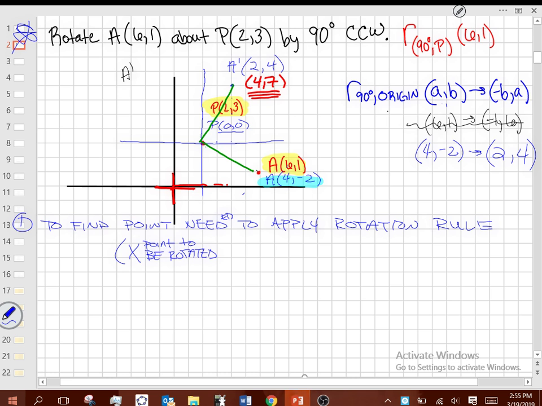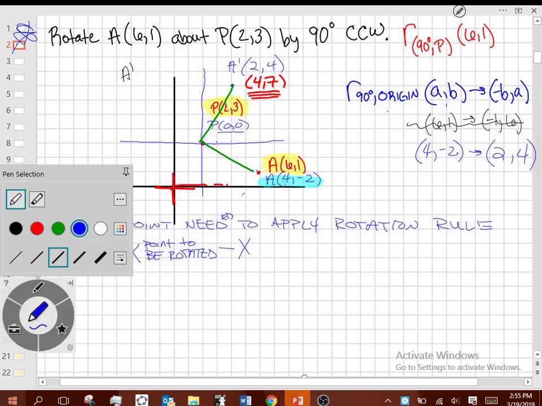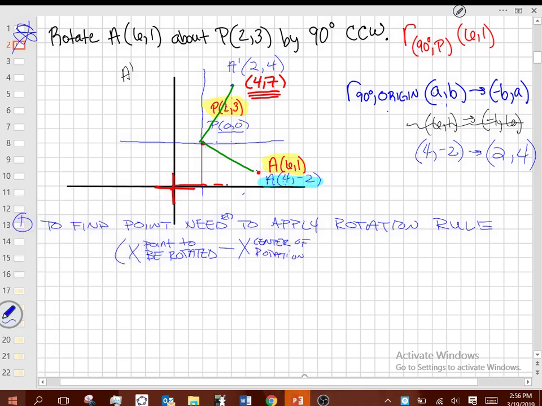They say rotate point A. Okay? So we'll take the x-coordinate of the point to be rotated. You're going to subtract from it the x-coordinate. So we went 6 minus 2 gave us that 4, right? So it's going to be x of the point to be rotated minus the x of the center of rotation. Okay. So that's going to give me the x-coordinate of the point that I'm going to apply my rule to.